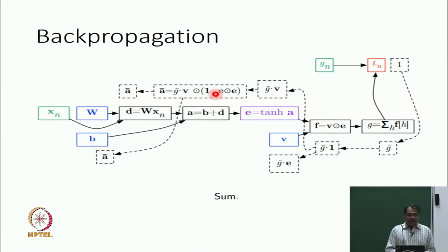Now if you think about it, what is going on? What were the parameters that we had? W, b, v, these were my free parameters. And I have computed the derivative of the loss with respect to v, and the derivative of the loss with respect to b, and I am now left with the derivative of the loss with respect to w. Now, this d bar is a vector.